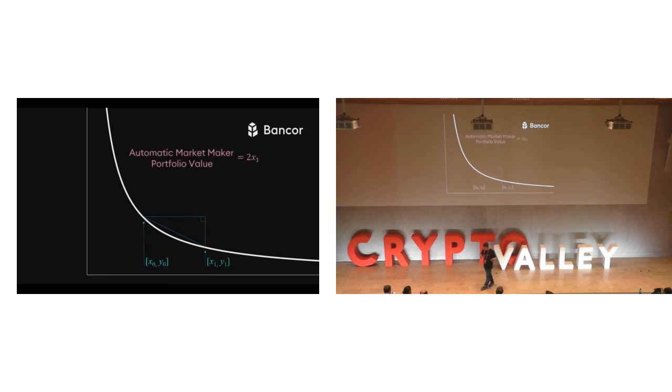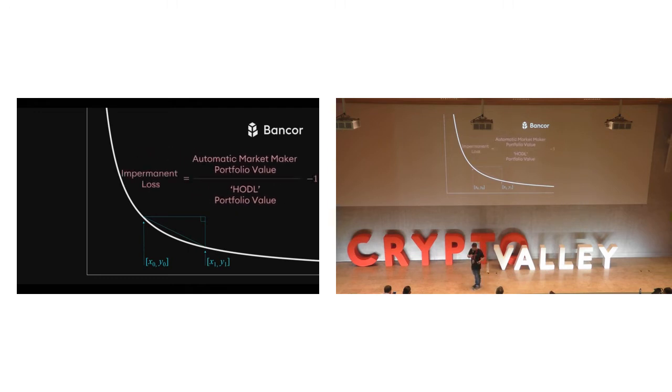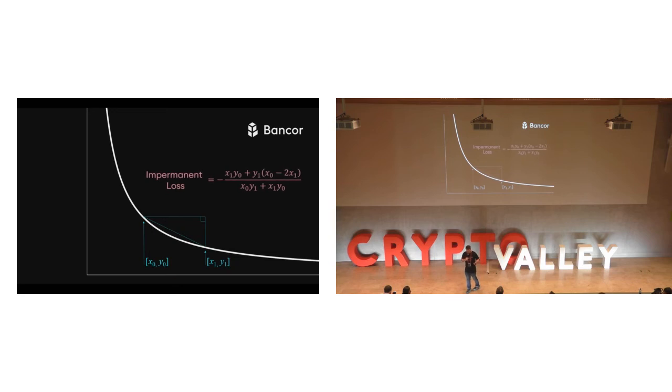And so if you want to derive an equation to actually calculate it without having to refer to the number of apples sold or something like that, because you've got an infinite sum there, you can define the value of the automatic market maker portfolio this way, and the HODL portfolio value. And then just compare those, and you get this expression out.